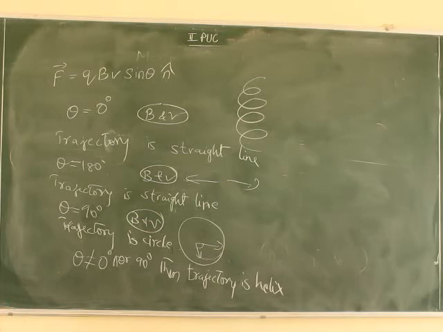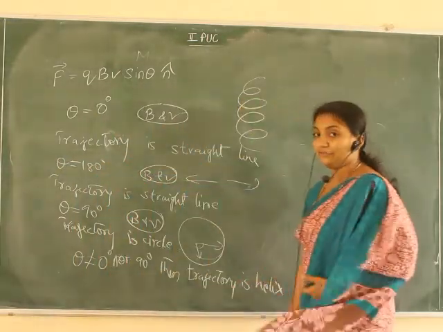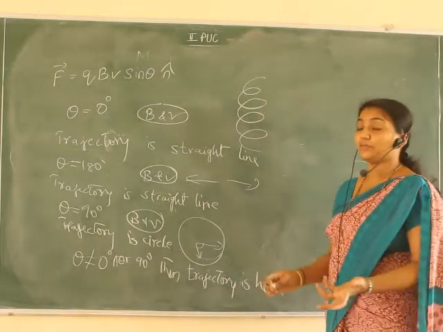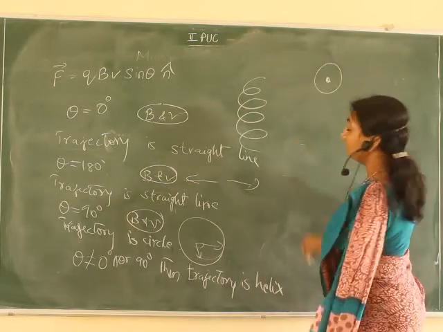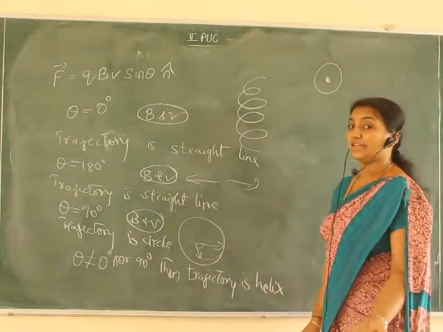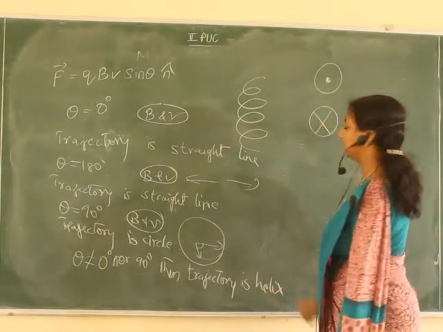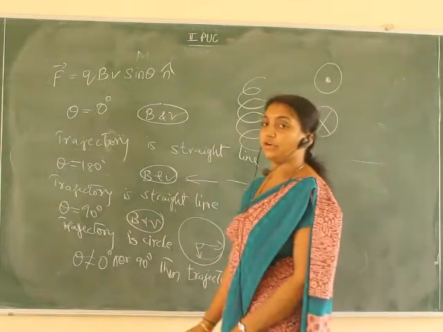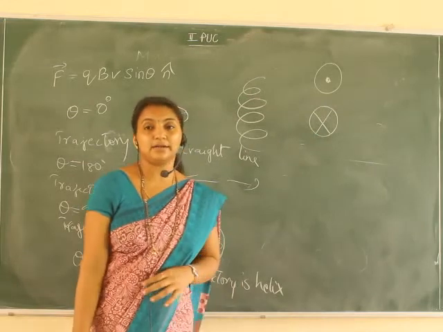Next, we are going to find out the expression for the radius and angular frequency of the circular motion of a charged particle moving in a uniform magnetic field. Once again, remember, if the magnetic field or electric field is coming out of the paper, we represent it by a circle with a dot at the center. If the field is going into the paper, then it is like this. In the next derivation, we are going to draw the diagram using these symbols. Understood?